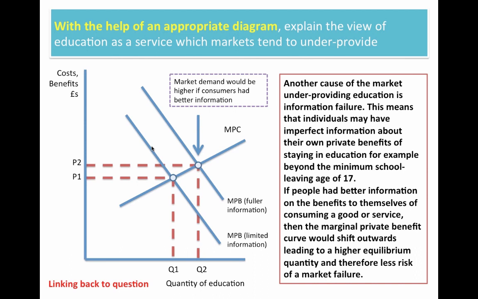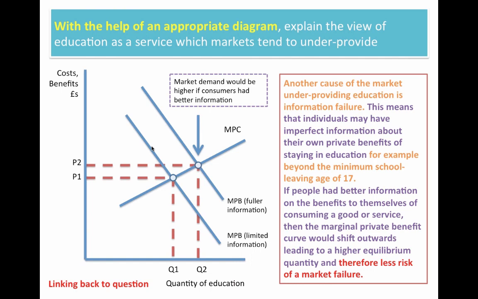For example, beyond the minimum school leaving age of 17. And if only people had better information, full information on the private benefits to themselves, then the marginal benefit curve would shift outwards, and therefore, given the level of cost, more education would be consumed. And I'm linking back to the risk of market failure. So there's my answer. That's my second approach to this question.